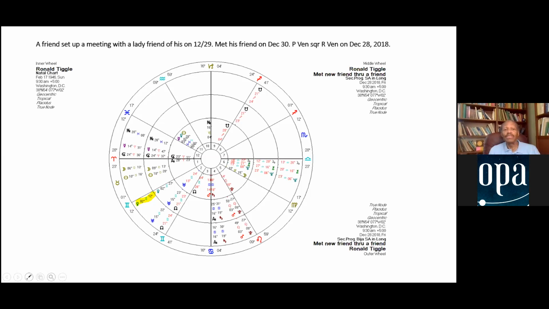In December 2018, I noticed that my progress Venus was going to square my natal Venus on December 28th, during the Christmas holidays. So every year, I often go to Washington D.C. to visit friends and relatives, and so I anticipated that I'd have a much more socially active time during that particular trip. And indeed, that actually happened.